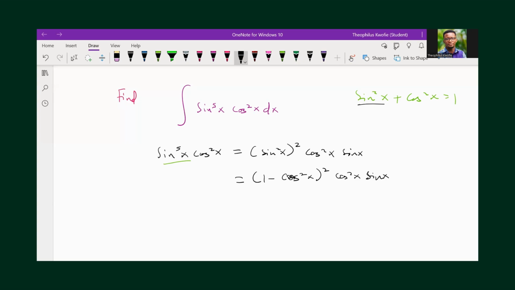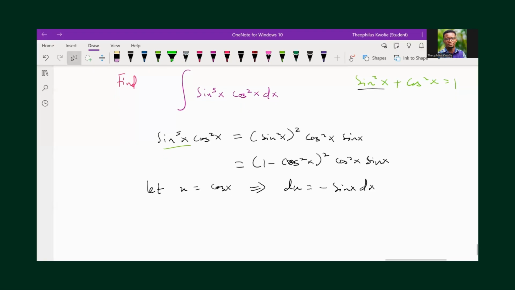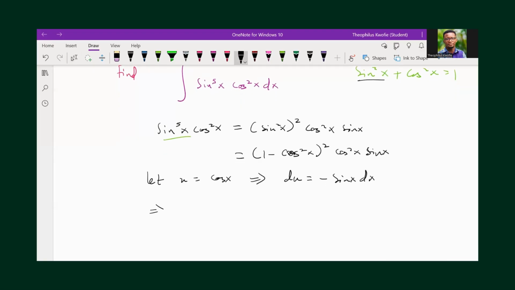Now, at this point, it's imperative that we substitute u for cosine. So we are doing substitution. Let u equal cosine of x, which means that my du should be minus sine x dx. So this implies that the solution for the main problem now becomes the integral of what?